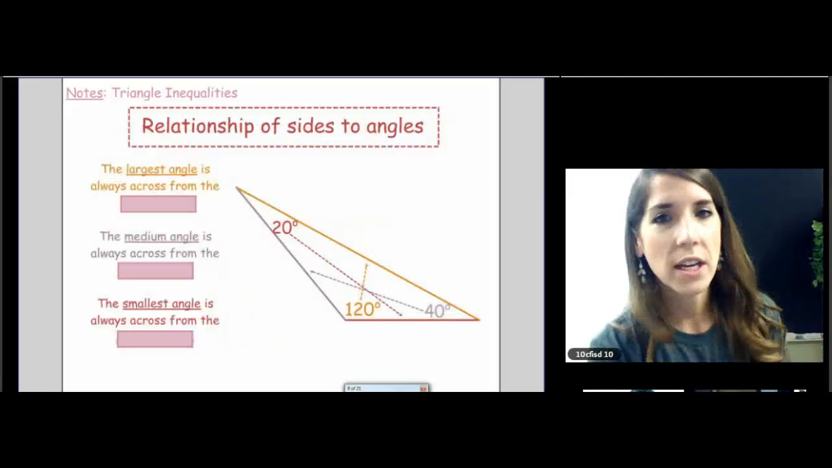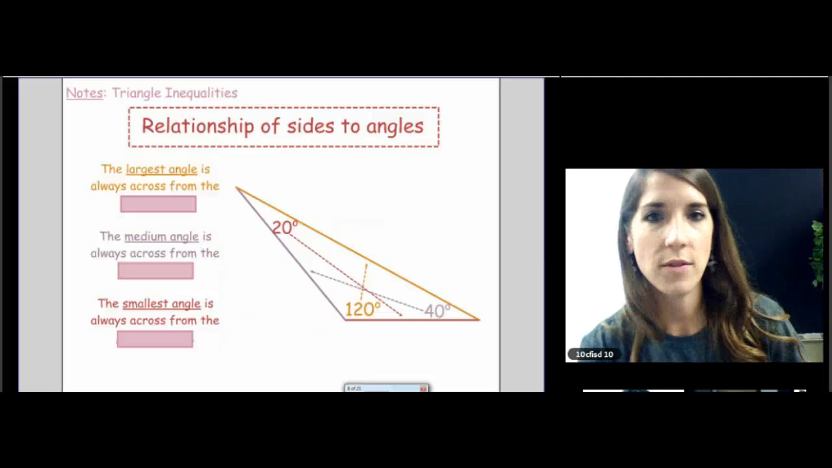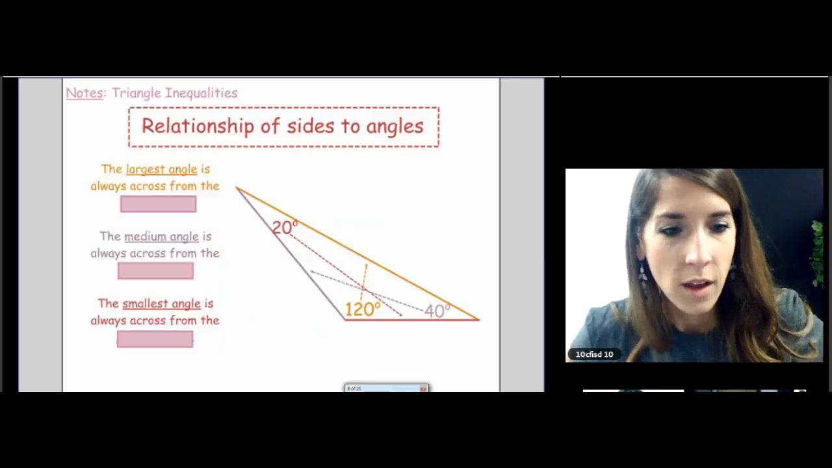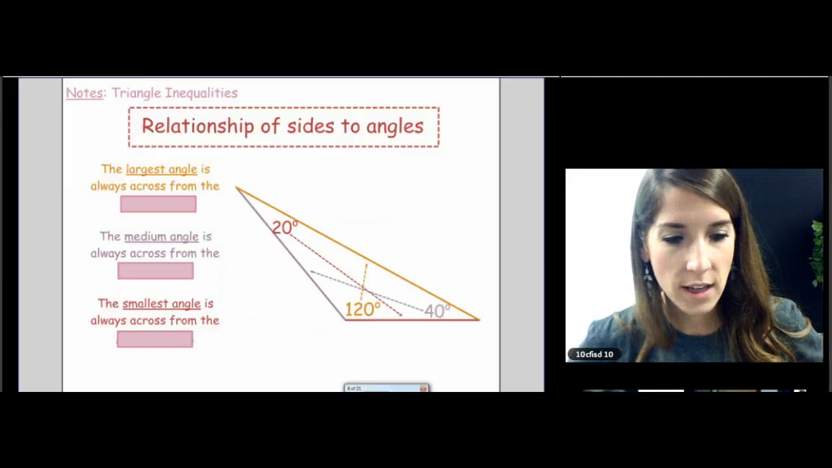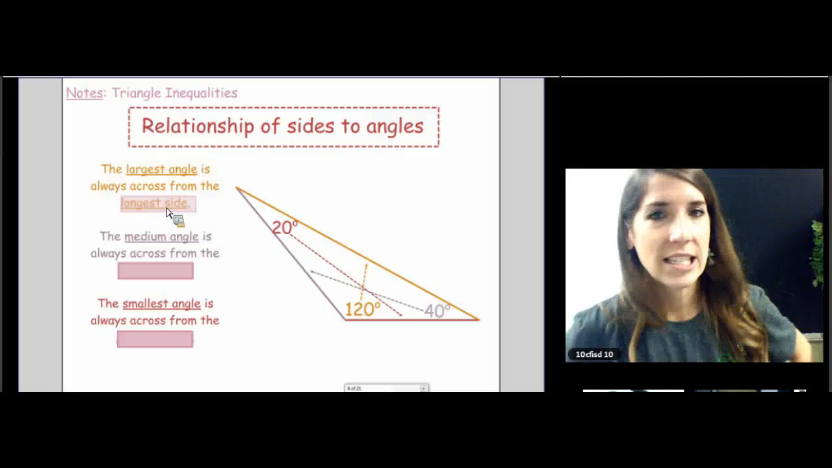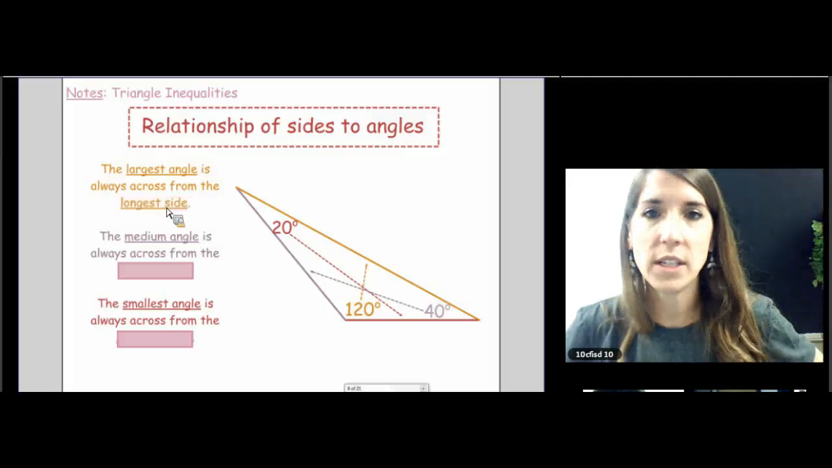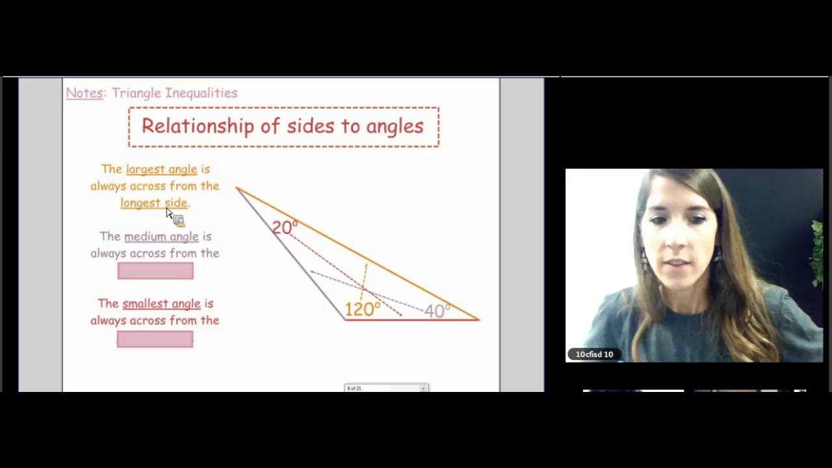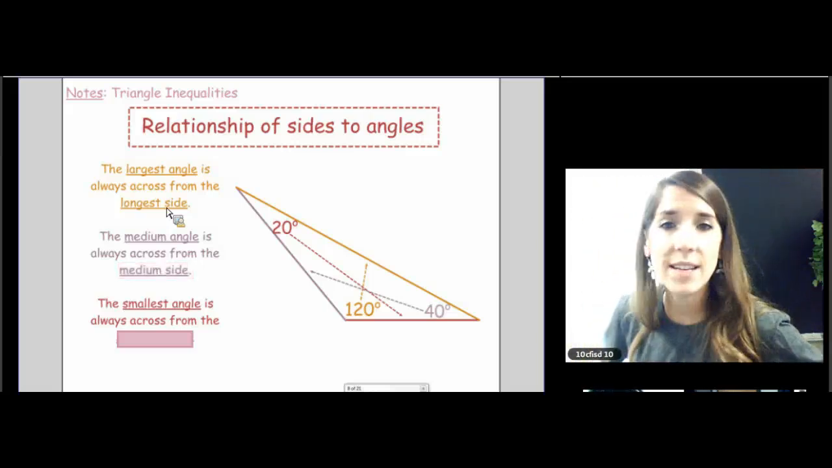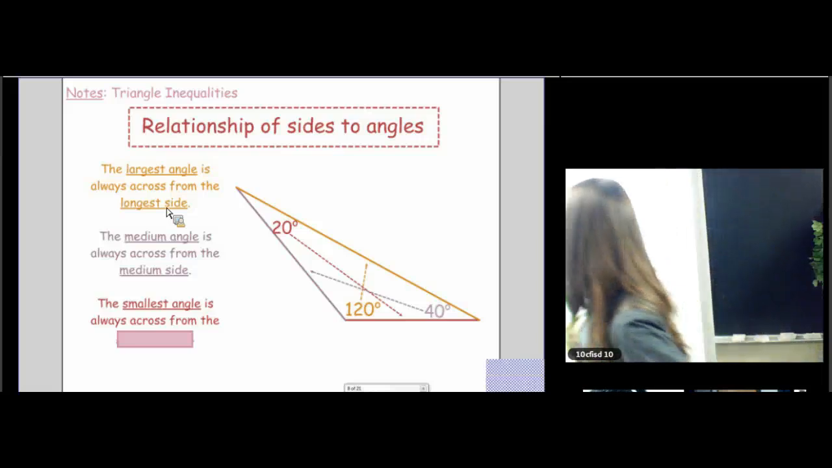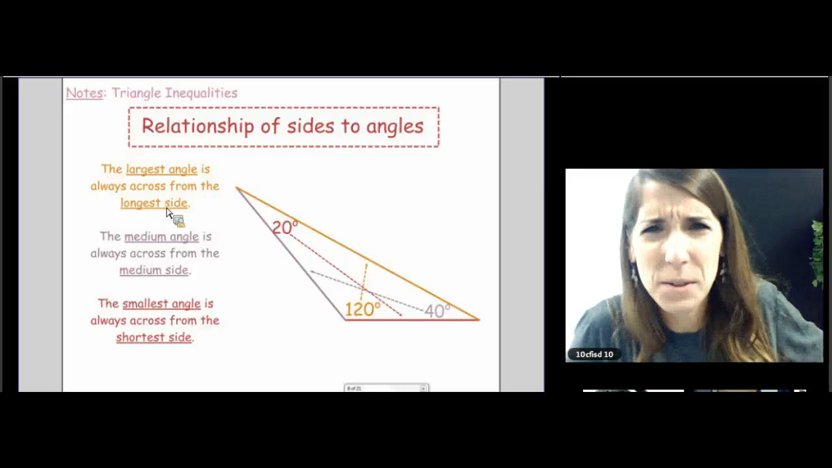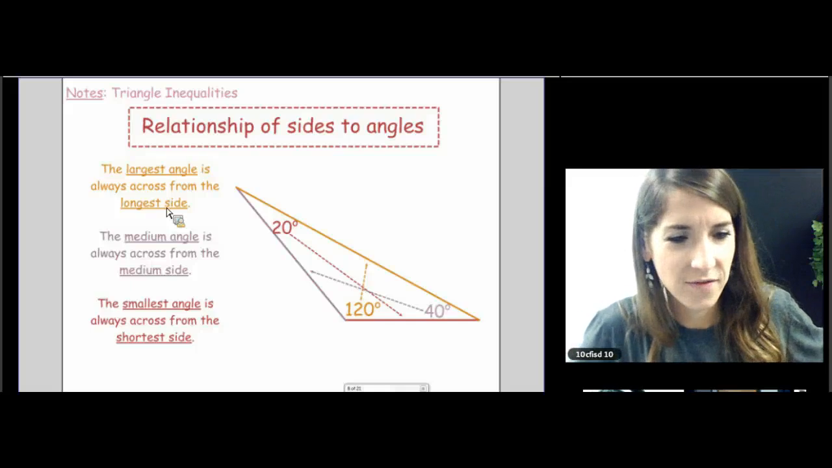So here we go. Here is the meat of half of the lesson. In a triangle, the largest angle is always across from the longest side. The medium angle is always across from the medium side. And the smallest angle is always across from the shortest side. Common sense, right? Yeah, common sense.